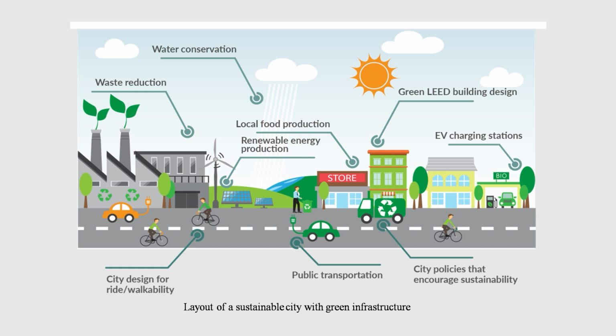The people are using cycles, you can see there, they are not using vehicles and they are using public transport. You can see there the city policies that encourage sustainability. People are discarding different kinds of waste, and there is a vehicle which is collecting the waste. So overall, you can see the city planning is sustainable in nature, and this is a very good climate control mitigation technique.